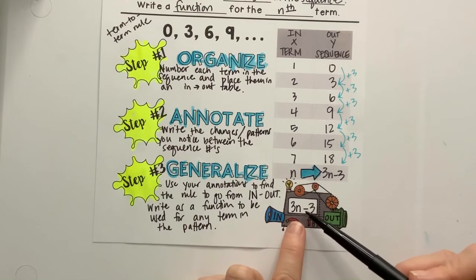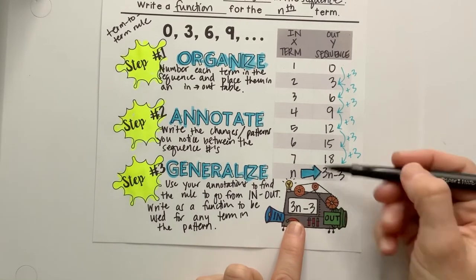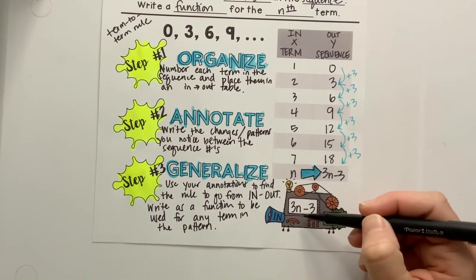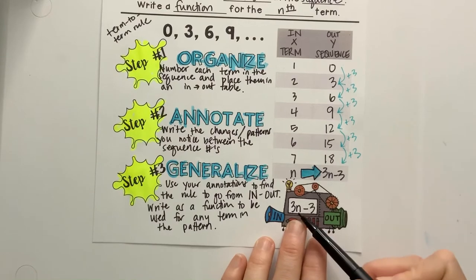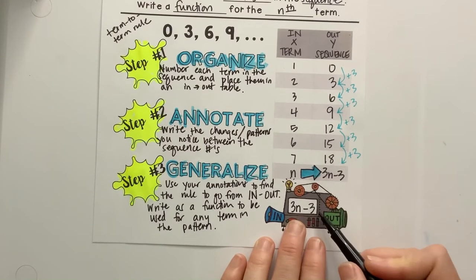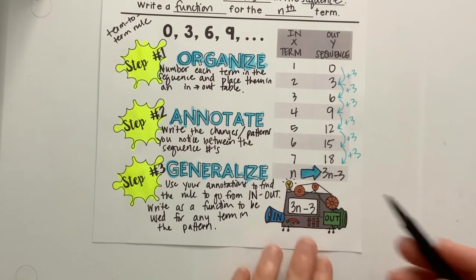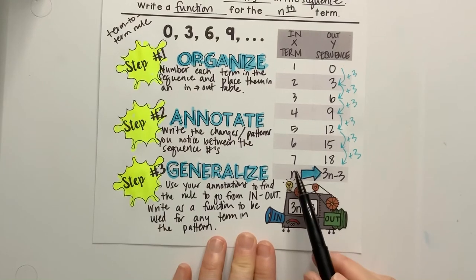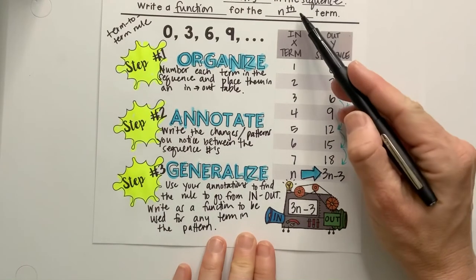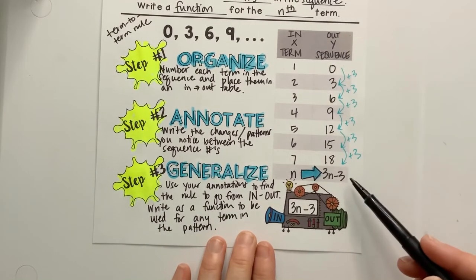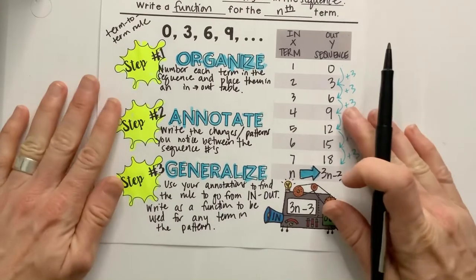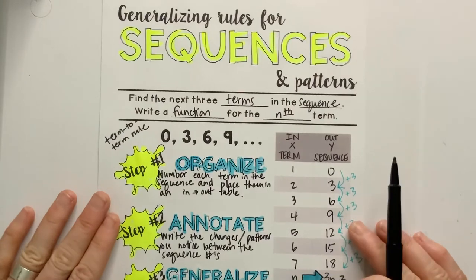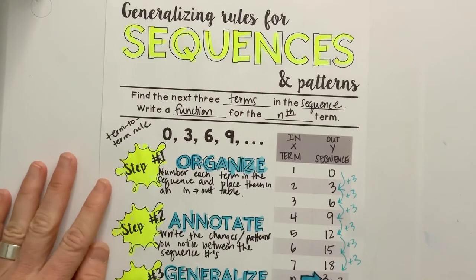What if n were, what is the 100th term in the sequence? Well, then you would plug that in for n, being the variable that you use for your term number. 3 times 100 is 300, minus 3, that would be 297. So once you get the rule for the nth term, you can use it to apply to any term in the sequence. All right, so that's about it for sequences and patterns, and we will continue to work on this in class.